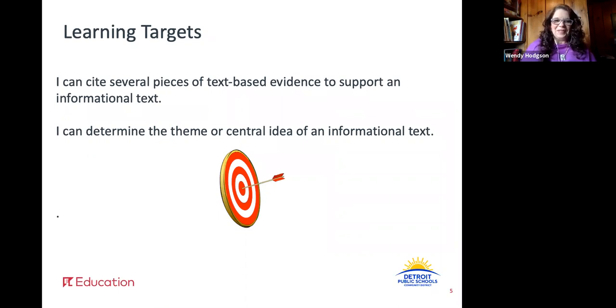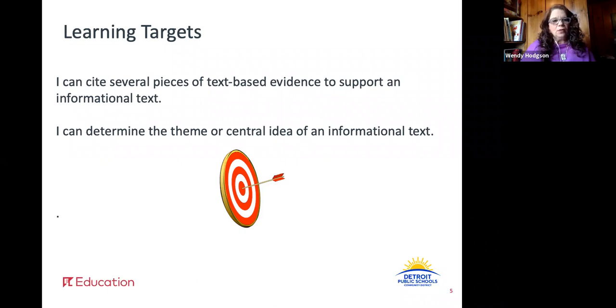Great. Let's get started. Today, our learning targets have 2 focus areas. We're going to work on learning target number 1. I can cite several pieces of text-based evidence to support an informational text. So again, we're going to be looking at our article and maybe annotating, maybe circling, underlining, taking notes on some evidence around questions that we're going to answer today.